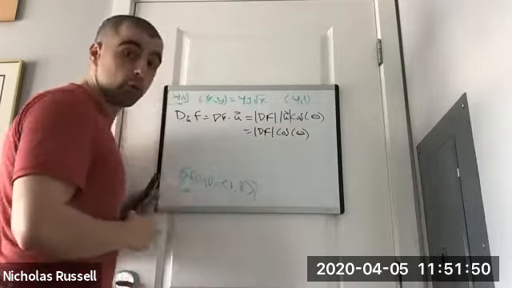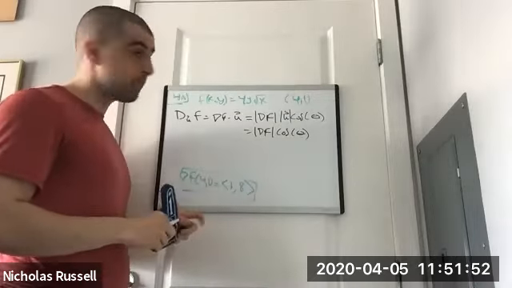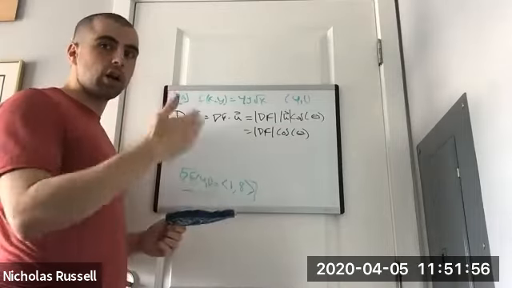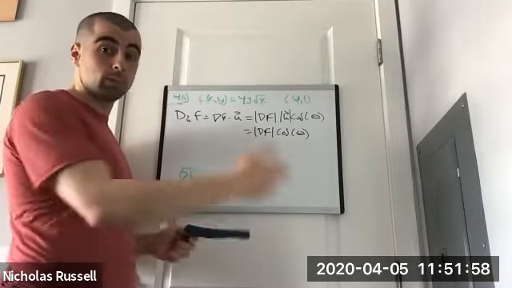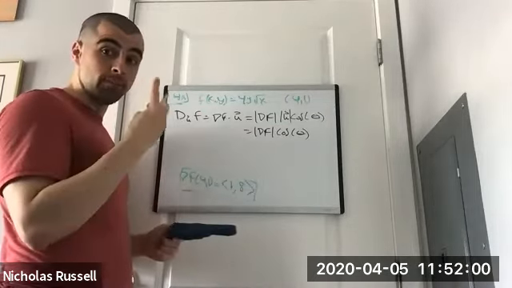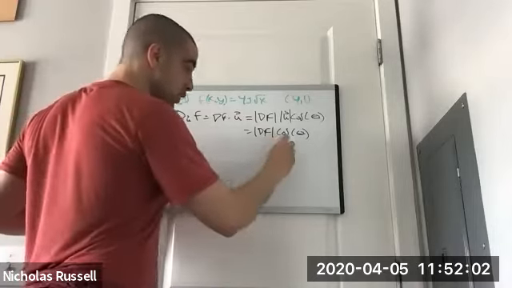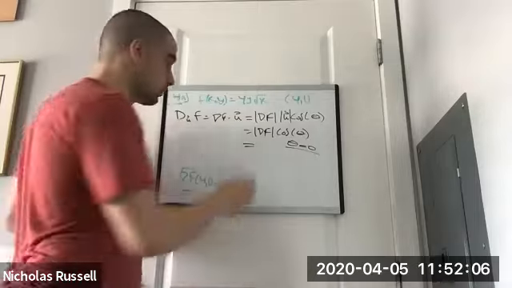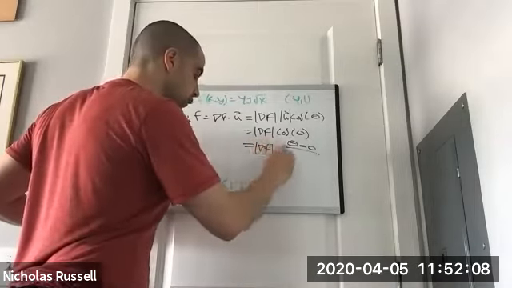I have no control over the gradient of f. I can control what cosine of theta is. What is the biggest that cosine of theta can be? The biggest it can be is 1. When does that happen? That happens when theta is equal to 0. And then I would get the magnitude of the gradient of f.